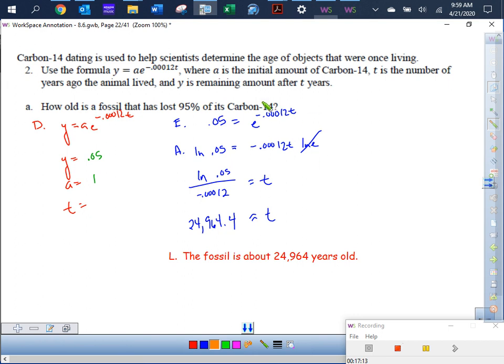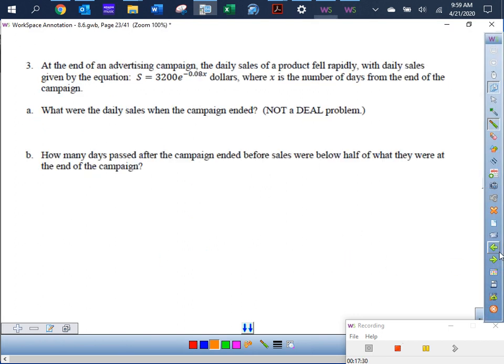So good question there. Just a couple more. At the end of an advertising campaign, the daily sales of a product fell rapidly.